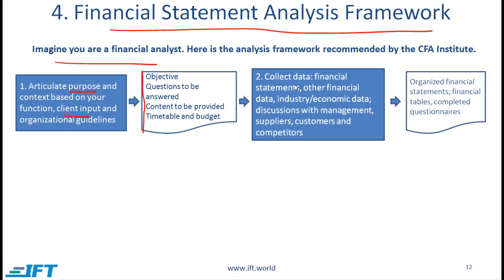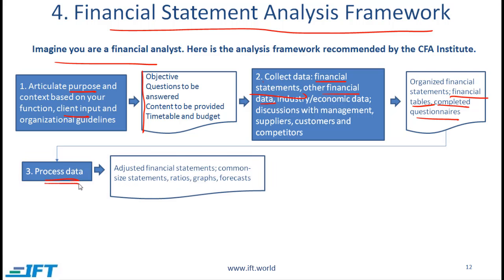In phase 2, you collect data. The most important information is typically the financial statements or financial reports. You also collect other financial data, industry and economic data. You might have discussions with management, suppliers, customers, and competitors. So you collect this information and organize it. Your output here consists of the financial statements you've collected, any financial tables that you create, and the questionnaires that you create through this process.